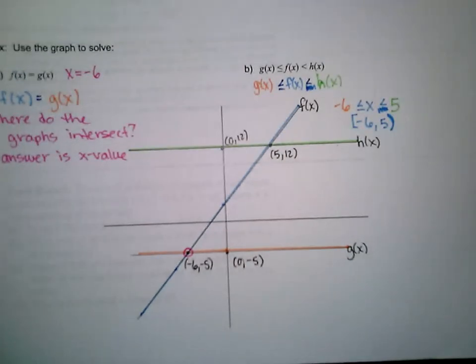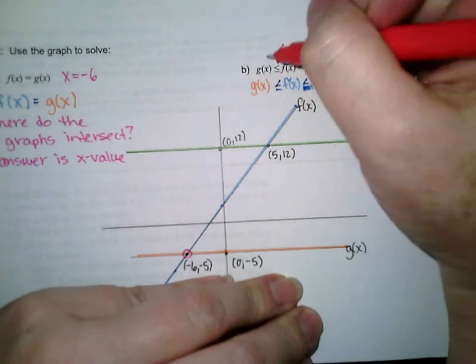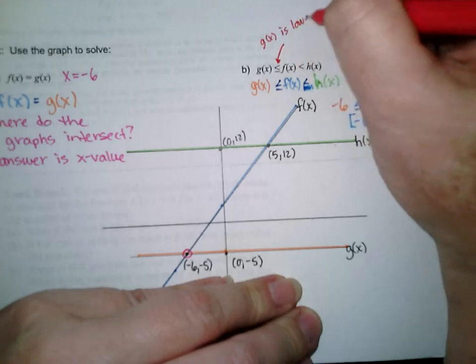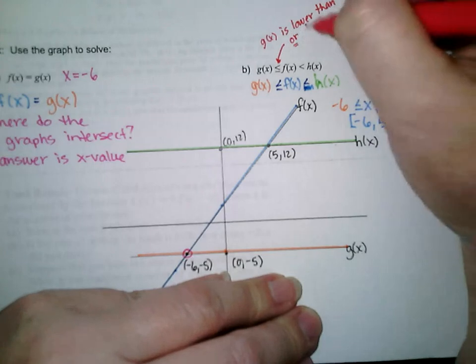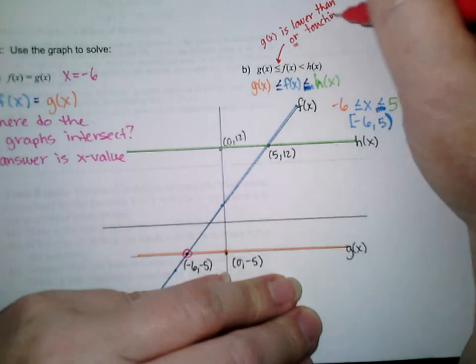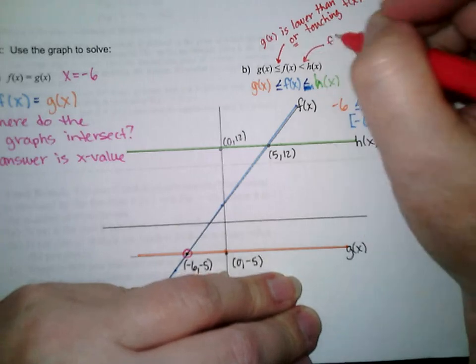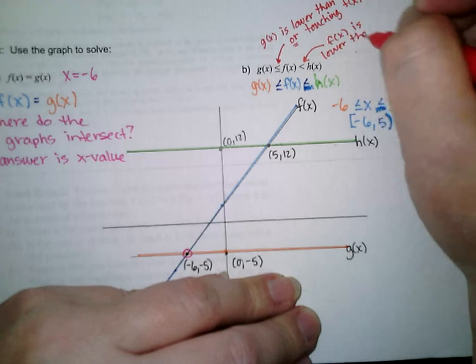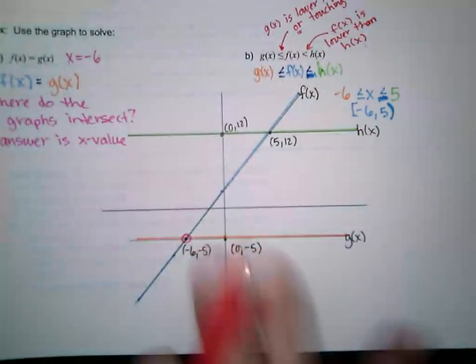Okay, so just to clarify, this little symbol here means g of x is lower than or touching f of x. And then this symbol means f of x is lower than h of x, but not touching. So we're not going to include that intersection.